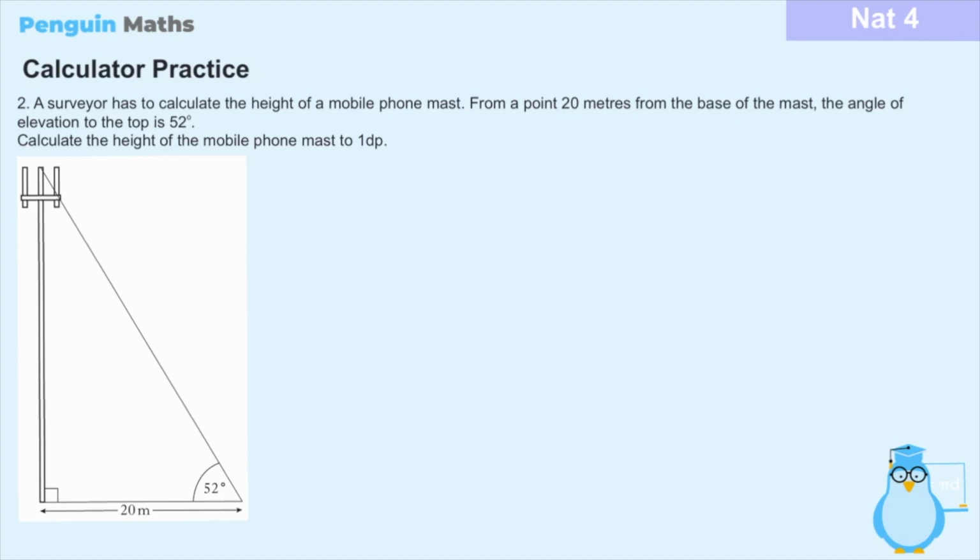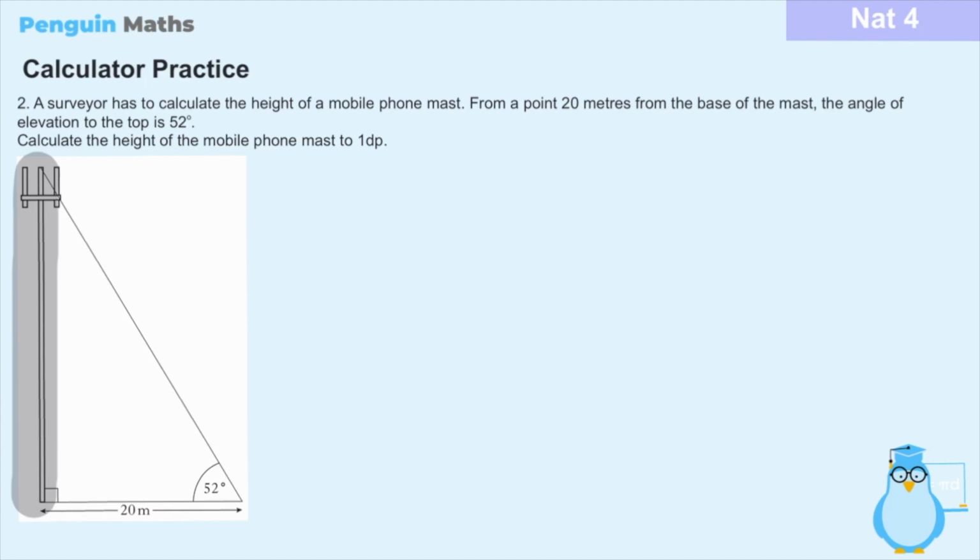So from the diagram we can interpret that this is the height we want to calculate, because we can see that's representing the mobile phone mast. We're also told that a point 20 metres from the base, so assuming this is the base here and we go out 20 metres, the angle of elevation to the top is 52 degrees, so that's our angle right here. Again, a question like this involves problem solving, and we have to analyse the problem and think, what do we know, what is in our knowledge to help us solve a problem like this?